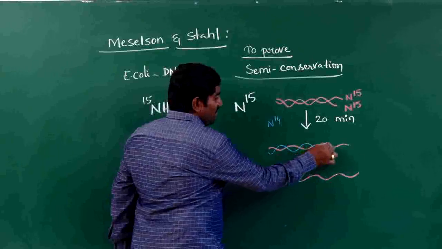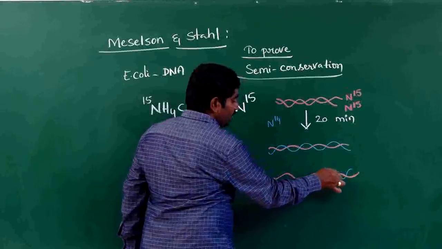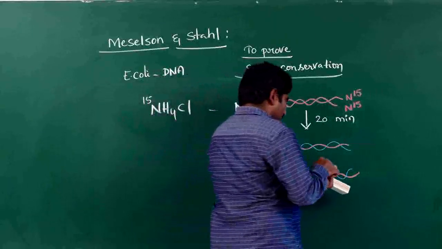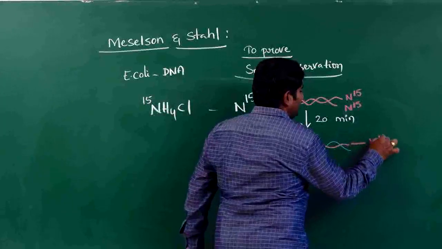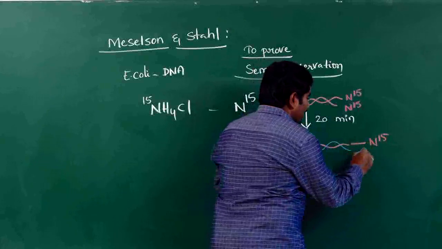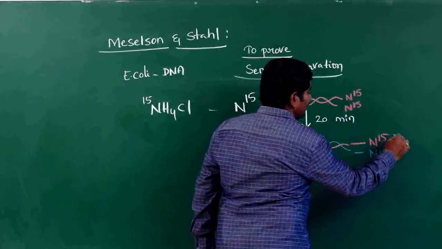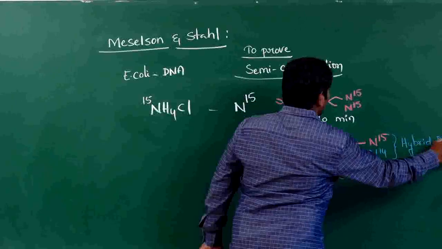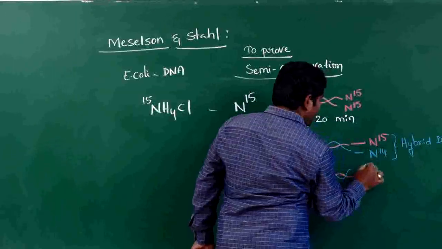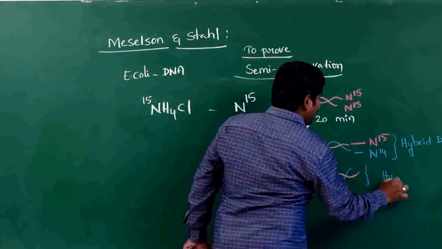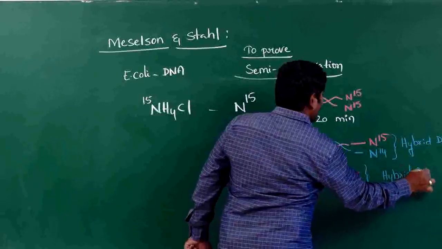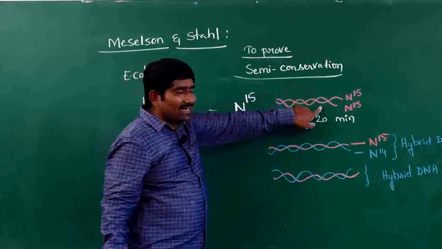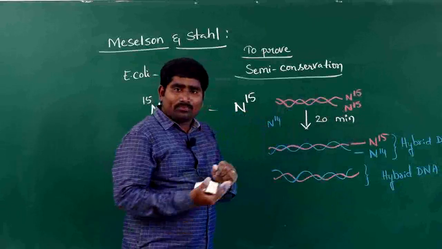The new DNA strand will form here. This is the N14 strand, the new DNA strand. So this is an N15 strand, this is an N15 strand, and this is an N14 strand. This strand is called a hybrid strand. This is called hybrid DNA. So now, how many hybrid DNAs are formed here?